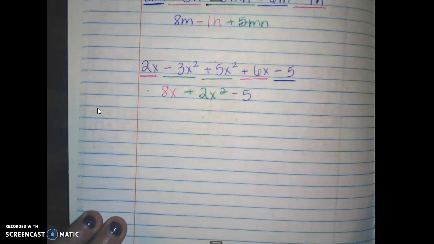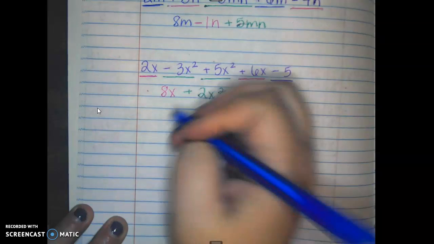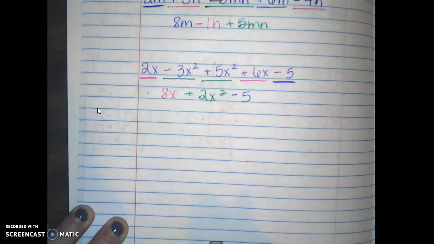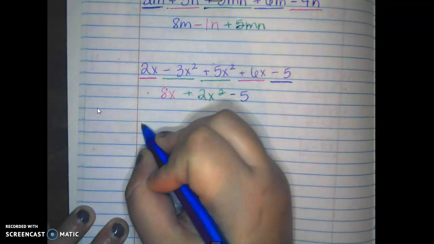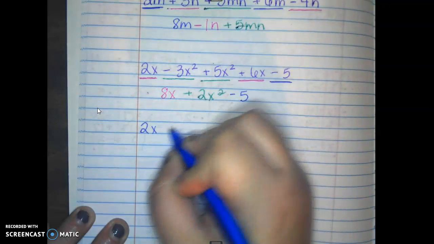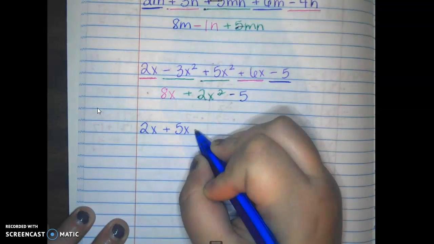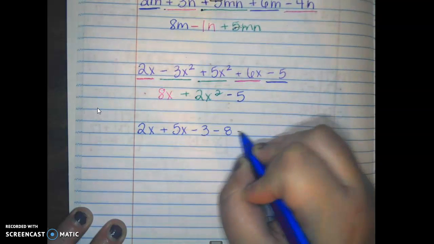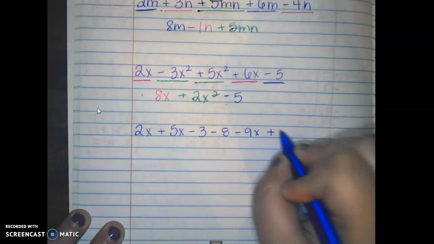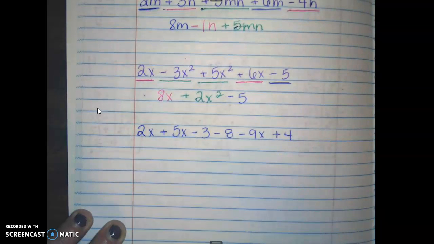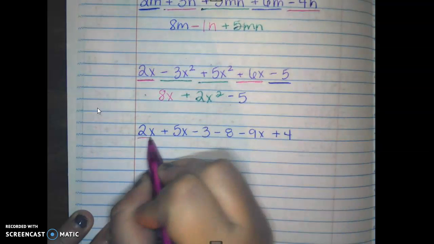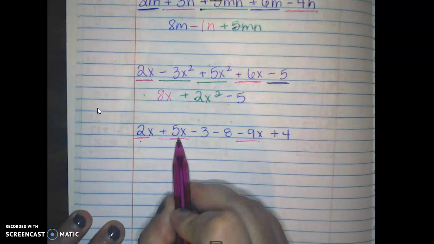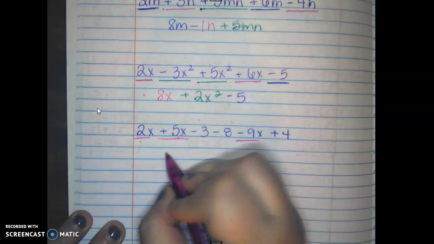Okay, let's look at another one. And it can be used with any variables. You'll see a lot of x's and y's. So let's look at this one. So we have a 2x, a plus 5x, and a minus 9x. So 2 plus 5 is 7, minus 9 is negative 2x.